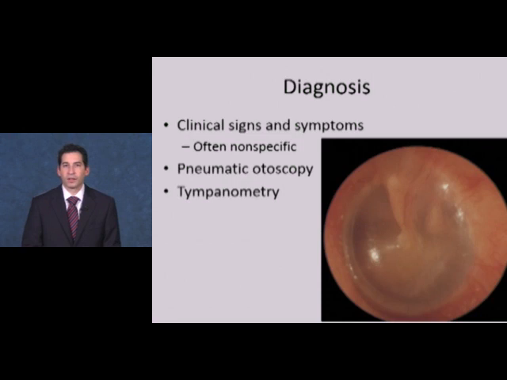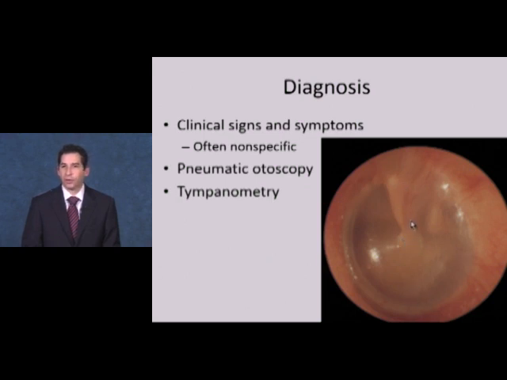To make this diagnosis, we look at the clinical signs and symptoms of our patients, and often these can be nonspecific. We also do examination of the ear using pneumatic otoscopy and tympanometry. It's important to discuss the anatomy of the normal tympanic membrane so that we can determine when it is abnormal. And this image shows a normal tympanic membrane. And here we can see the long process of the malleus.